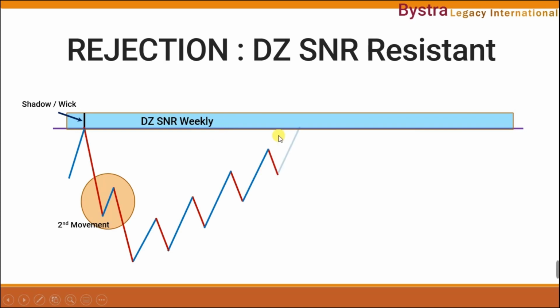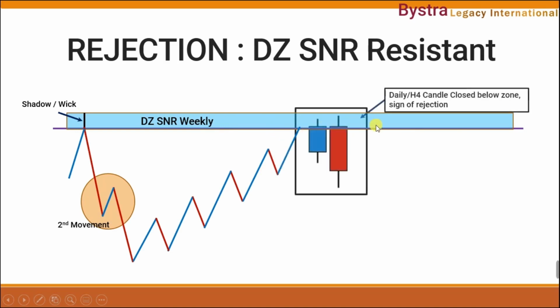So price comes back into this zone, and there is a confirmation of rejection. Since this is a weekly time frame, the confirmation that we need to look for is at the daily time frame, or at the very minimum the H4 time frame.